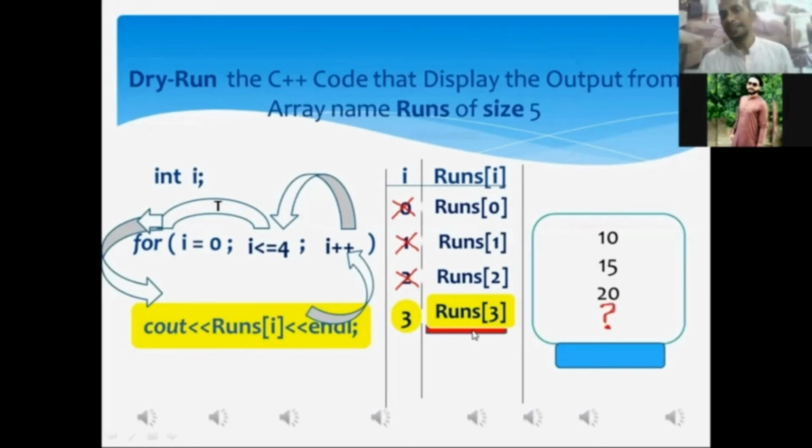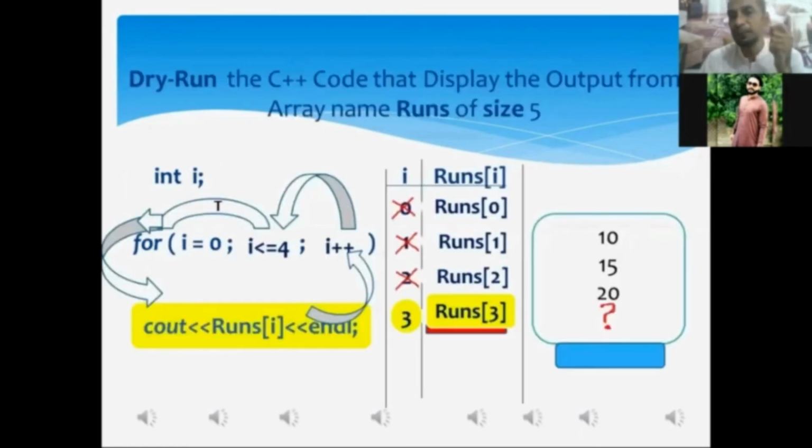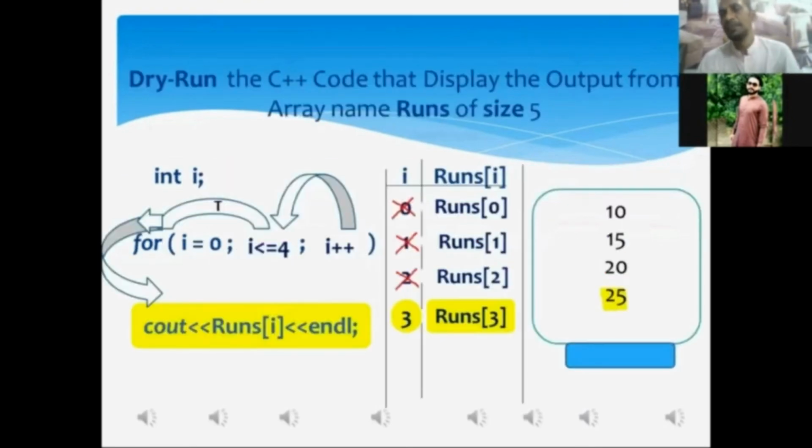In order to fetch and print the data value onto the screen, I am taking you to the memory structure of the array. Mr. Aftab, what is stored in the 4th memory address of the array? 25, sir. Okay, it means 25 must be displayed onto the screen. Now you can watch the screen. 25 has been displayed over there.